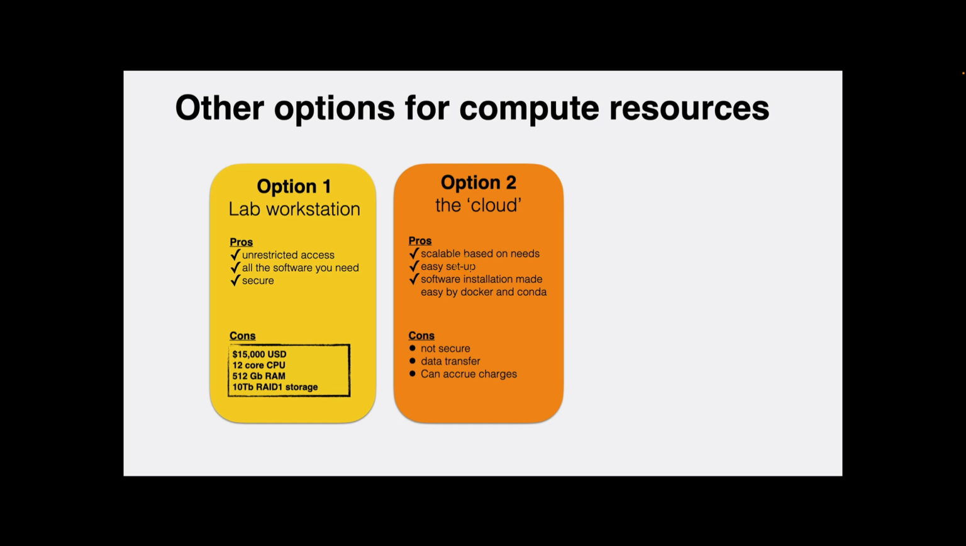It's also very easy to set up. You use a web interface to click around and configure the computer, and that tells Amazon and Google exactly what kind of machine in the cloud they should set up for you. And then finally, software installation has been made much easier on these cloud instances or computers by virtue of Docker and Conda. And we'll talk about Conda again in just a few minutes.